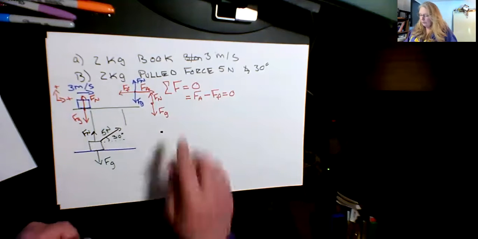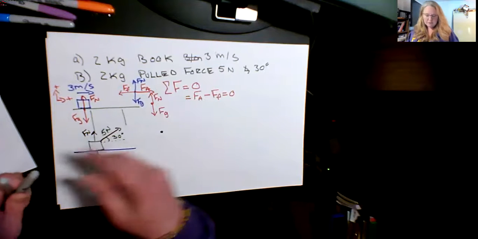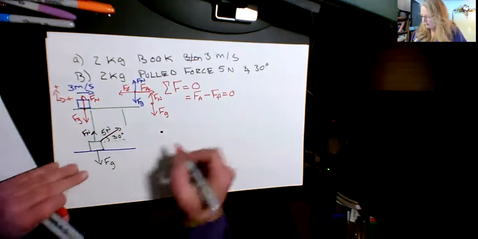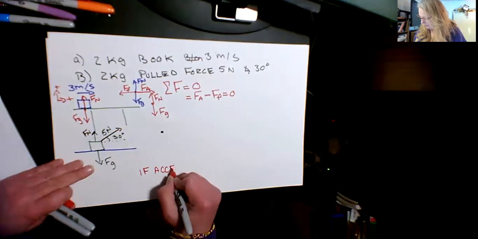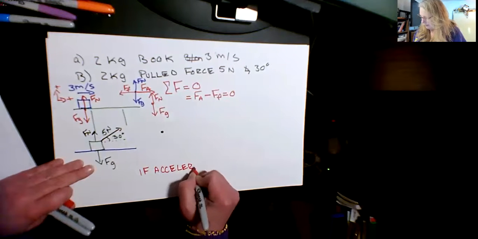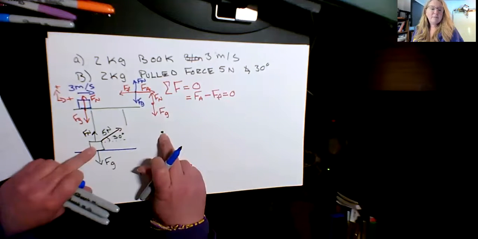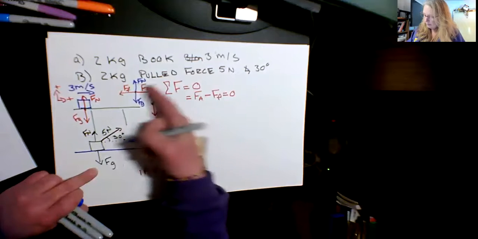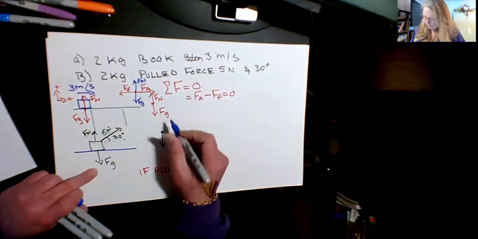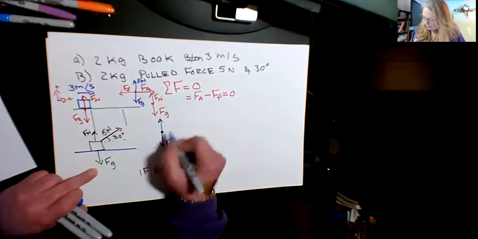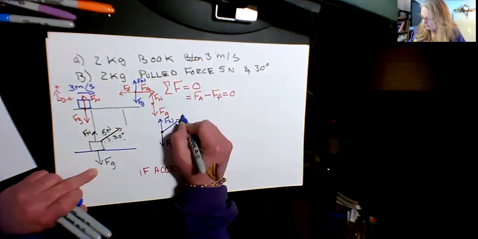I haven't been told anything about if it's accelerating, so let's just do it as though it is first. If accelerating, this would be the free body diagram we'd come up with. There's my box, my whatever's being acted on, my book, I think. I've got the force of gravity coming down, this force normal going up, and this force applied.